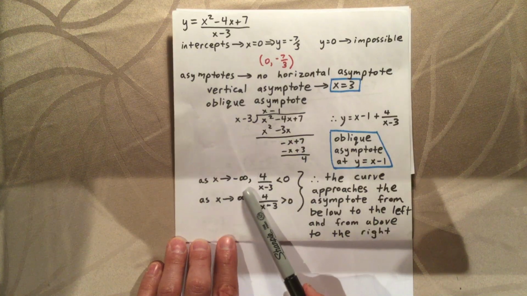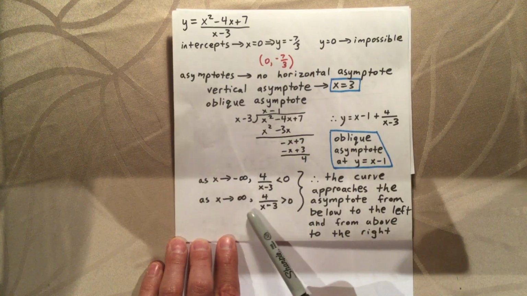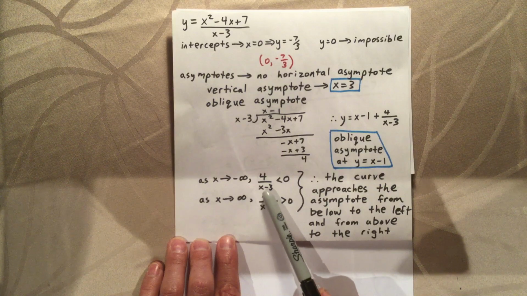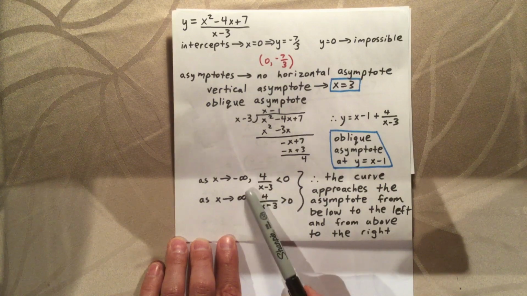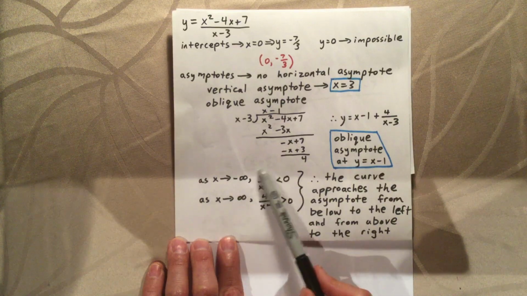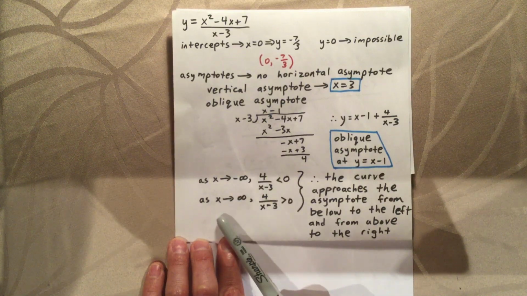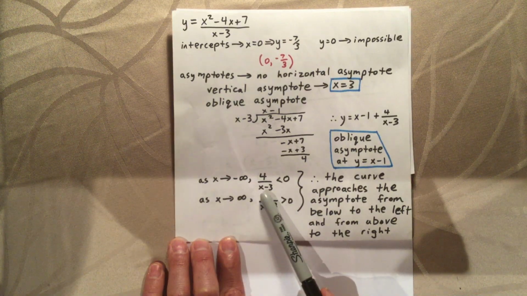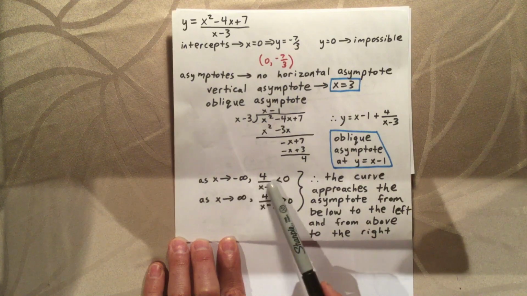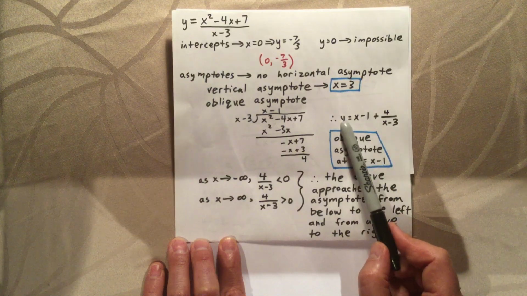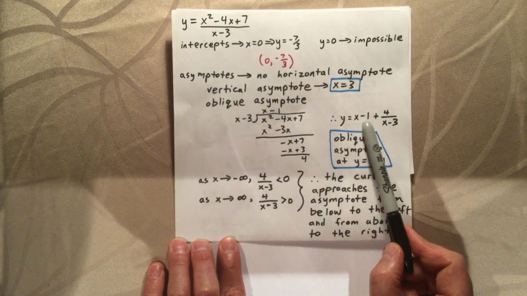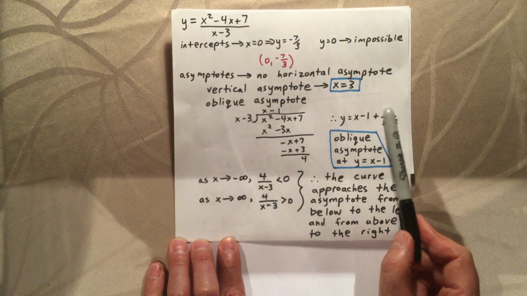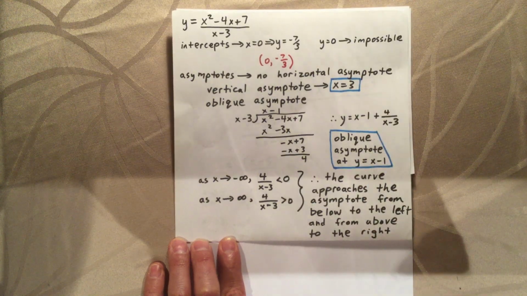Now, one analysis that you sometimes see people do is they'll say, okay, this 4 over x minus 3, as I go to the far left on the graph, will be a negative number. Think of a number like negative 100 for x. 4 over negative 100 minus 3 is negative, meaning that our y value will be the value of the oblique asymptote minus something. So that means that we'll be approaching the asymptote from below to the left.